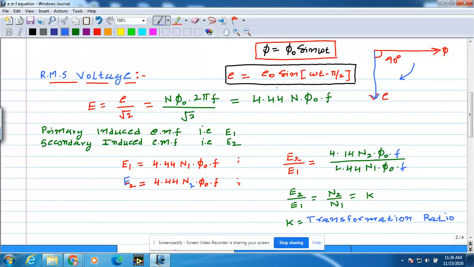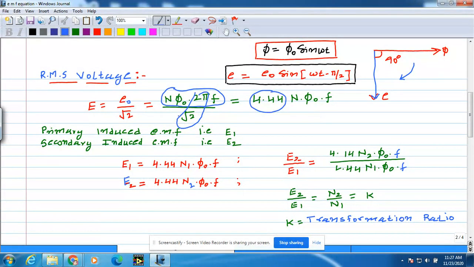Clear? Now if you want to calculate the RMS voltage on the primary as well as the secondary side, what is the relation between the induced voltage and the peak voltage? E equals E naught divided by root 2. What is the value of E naught? E naught equals N phi naught into 2 pi into f. And 2 pi divided by root 2 can be replaced by 4.44. So E equals 4.44 N phi naught f. This is the general RMS voltage in any winding.